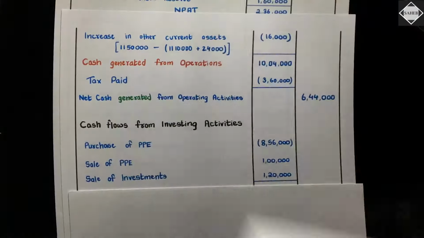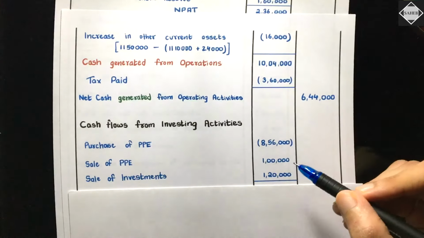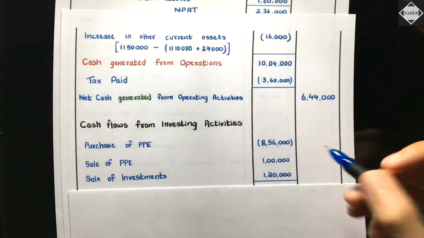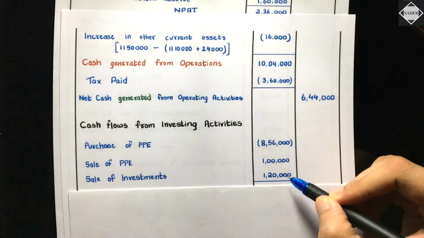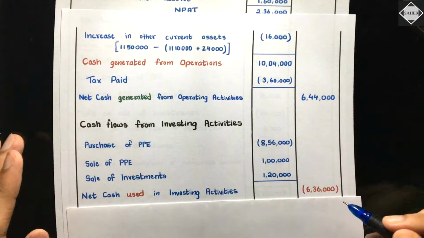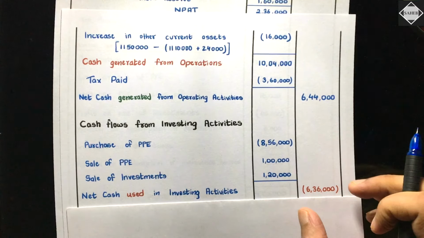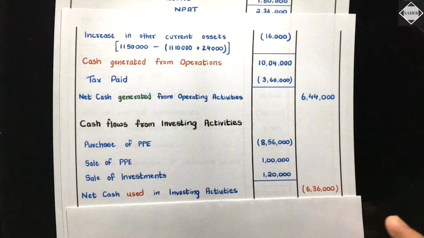Yes, we have starred everything, we have made working notes, so nothing has been missed in the question also. So that's all in the investing activity. So we'll just make a sum. See here, minus 8,56,000 plus 1 lakh plus 1,20,000, that is equal to 6,36,000 negative. It's coming negative, right? So that means this much cash we have lost because of investing activities. Net cash used, you have to write in investing activities.